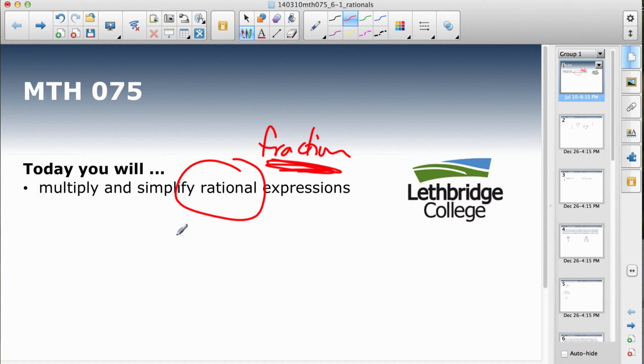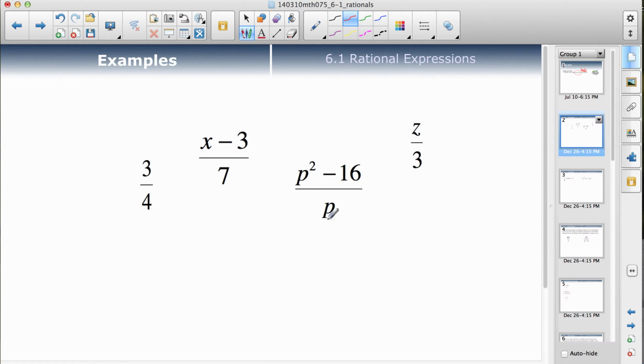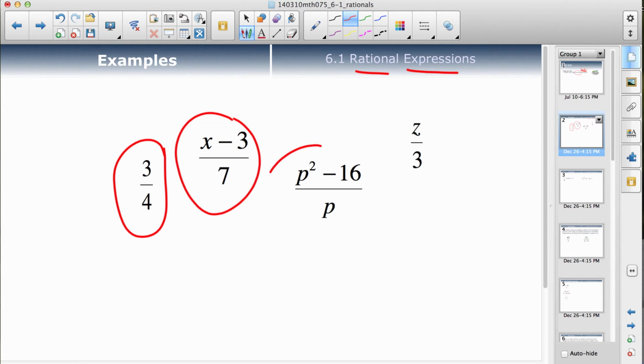Just as a quick little review, well, maybe before, here's some examples of rational expressions. Expression: something with a variable in it. Rational: there's a fraction. I guess they don't have to have a variable in it, like this one. I'd consider that a rational expression, as I would all of these other ones. So in this section, what we want to do is simplify these and also multiply them.